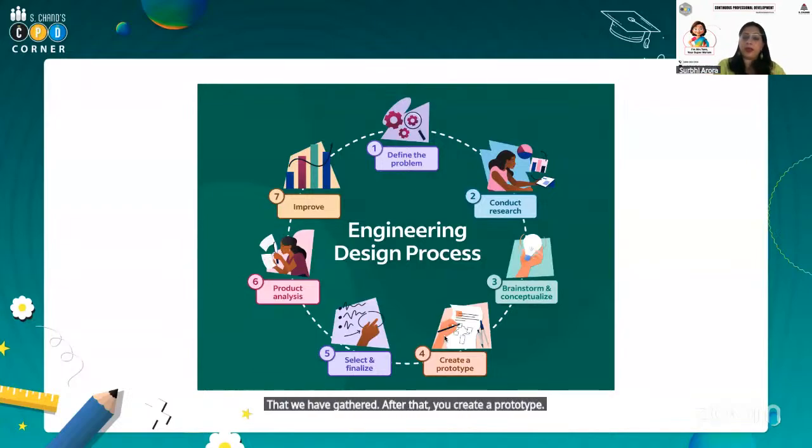Now, prototyping is a very important part of the engineering design process, which is a part of the STEM education and science integration we talk about. Why is it important? You have to make your children understand.